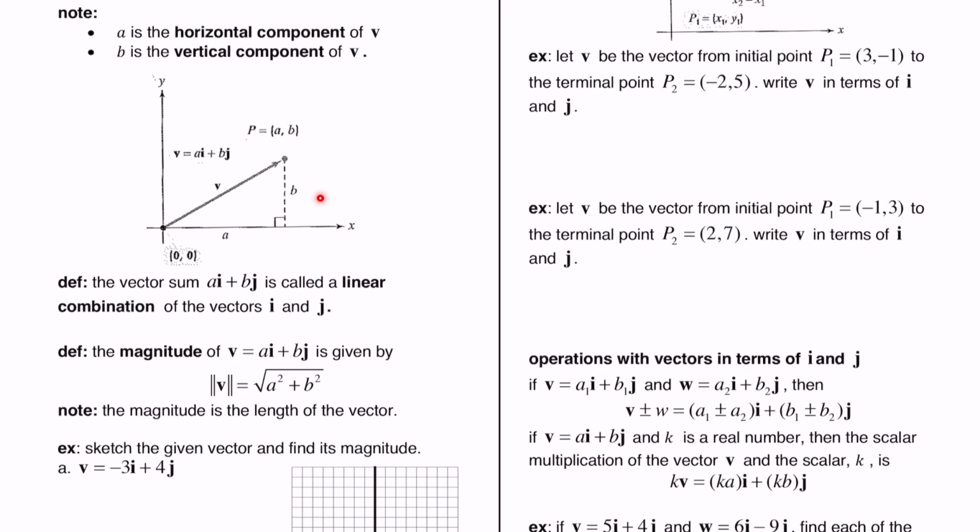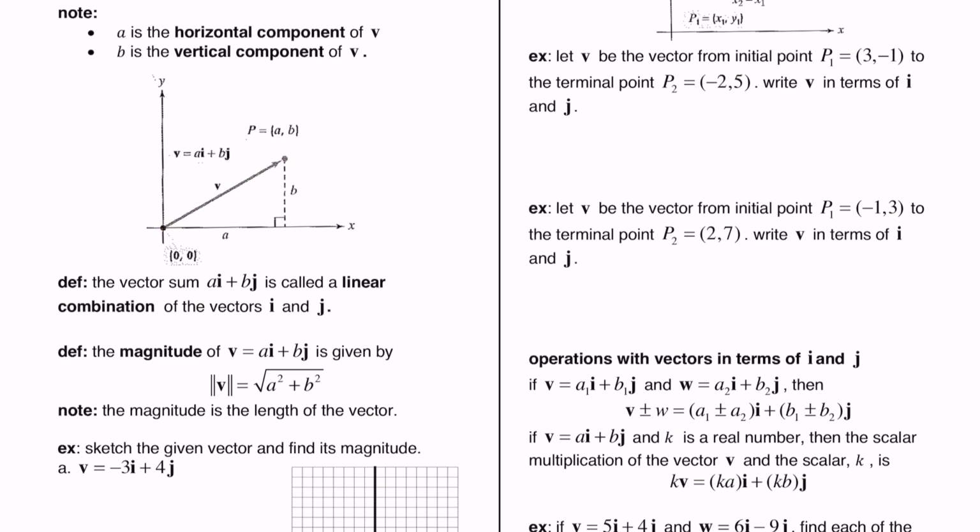So here we have a diagram of a vector. You have this value a is how far you would move hypothetically to the right, b would be how far you move up, and then you draw the vector from the origin towards that point. And then you can see you have the arrow for that vector.